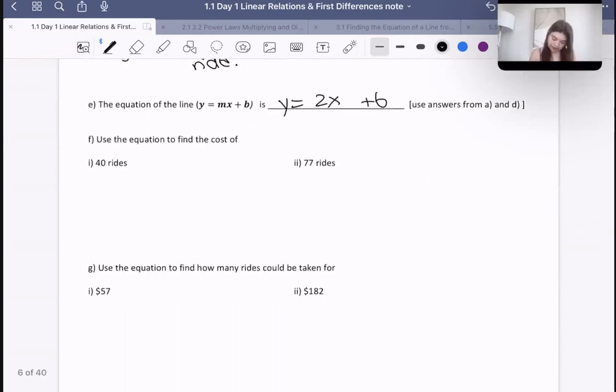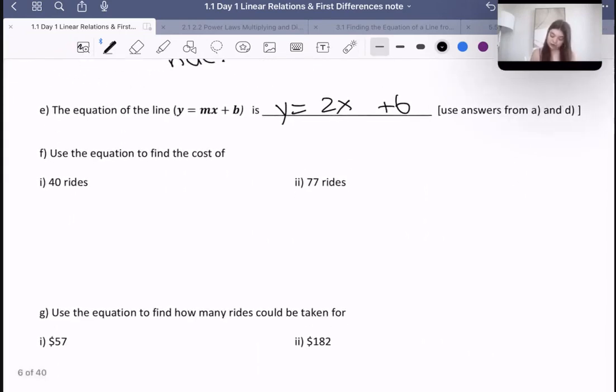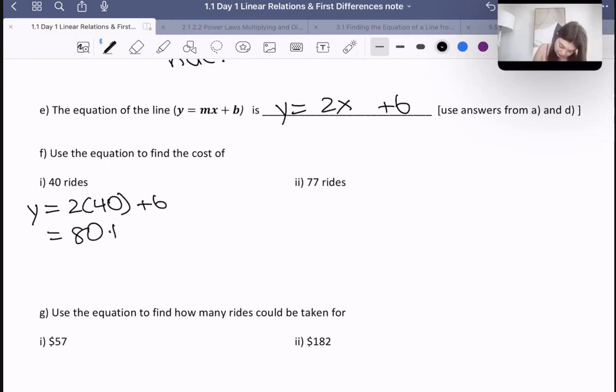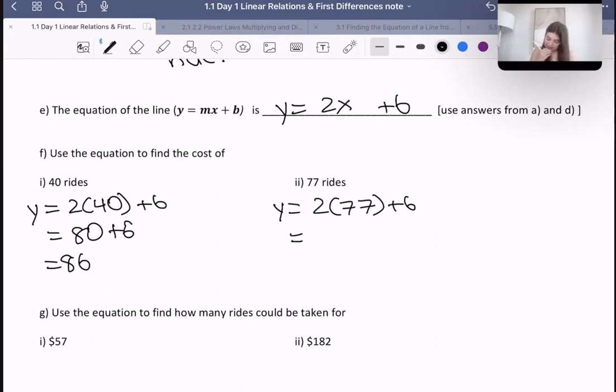All right. Then it says use the equation to find the cost of 40 rides or 77 rides. So let's do that. y equals 2 times 40 plus 6, which is 80 plus 6, which is $86. That's a lot of money, but you also got to go on a lot of rides that day. 40 rides is a lot. And then 77 rides is going to cost even more. That's going to be 2 times 77 plus $6 entry fee. So that's 154 plus 6, which is $160 to go on 77 rides.